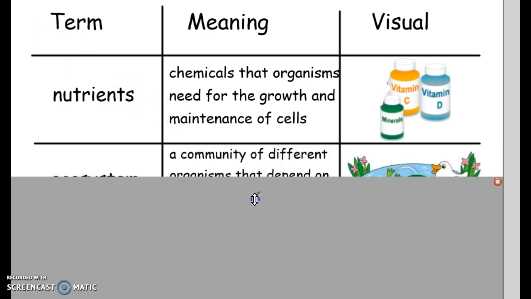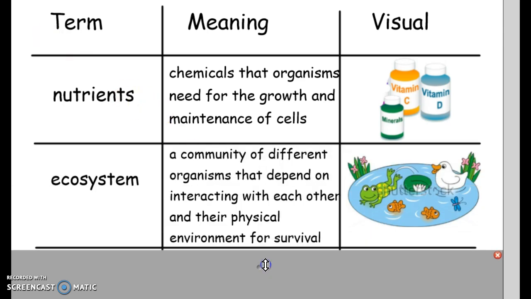The next word is ecosystem. An ecosystem is a community of different organisms that depend on interacting with each other and their physical environment for survival. So all these pieces need each other in order to survive, something we'll talk quite a bit about in this next section.